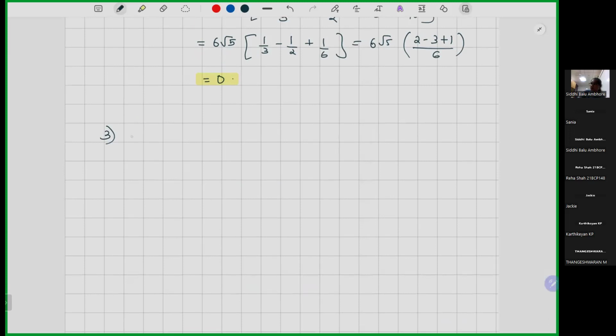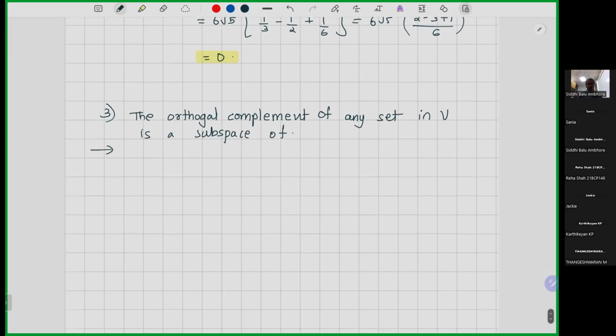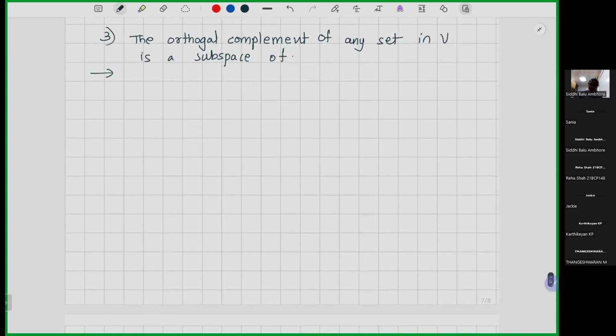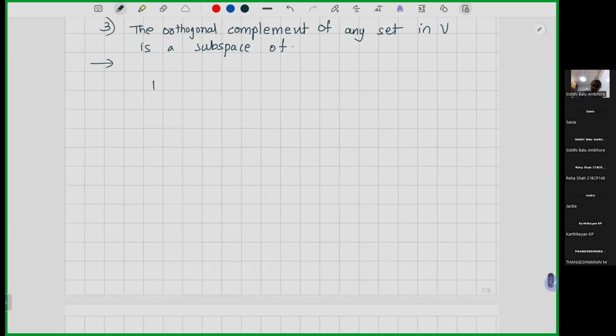Third part. So we are checking whether statements are true or false, on orthogonal complement. Please let me know if there are any doubts. The statement is: the orthogonal complement of any set in V is a subspace of V. Any guesses? We know the definition of orthogonal complement.